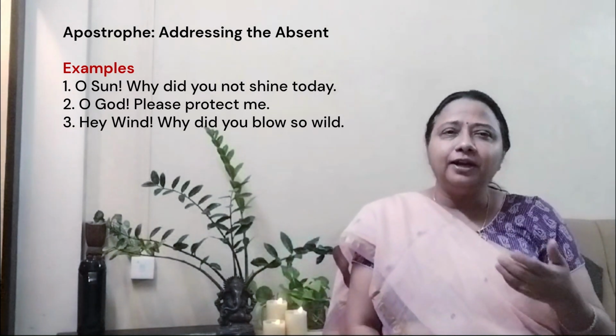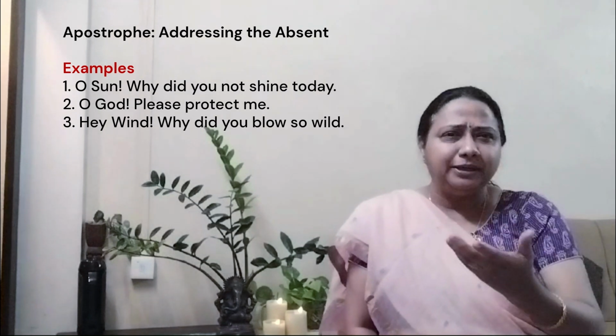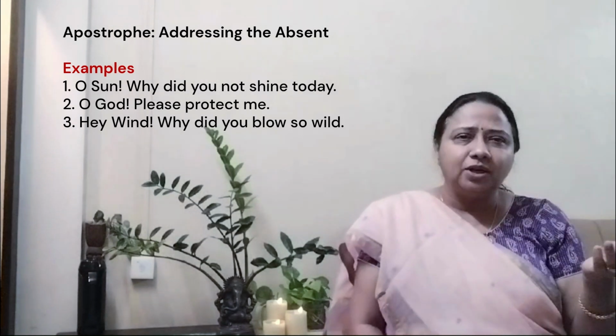So what have we done? We are addressing inanimate things, or something that is absent, or some abstract idea. And we are addressing these things from which we are not getting any response. So it's a form of personification. And every time we use an apostrophe, we put an exclamatory mark and then start the sentence. So it's like addressing someone. So with this we come to the end of the second category under figures of speech.